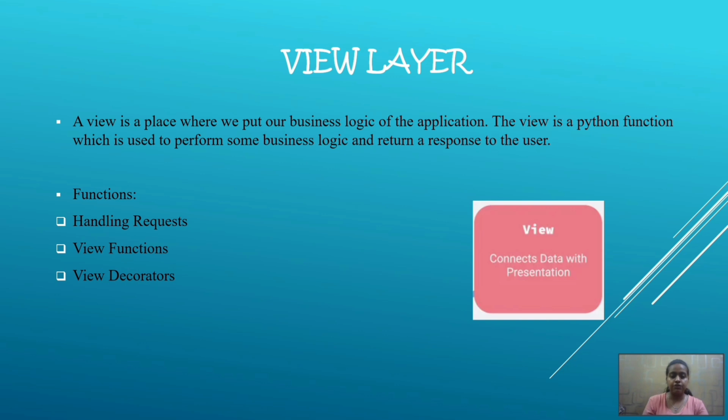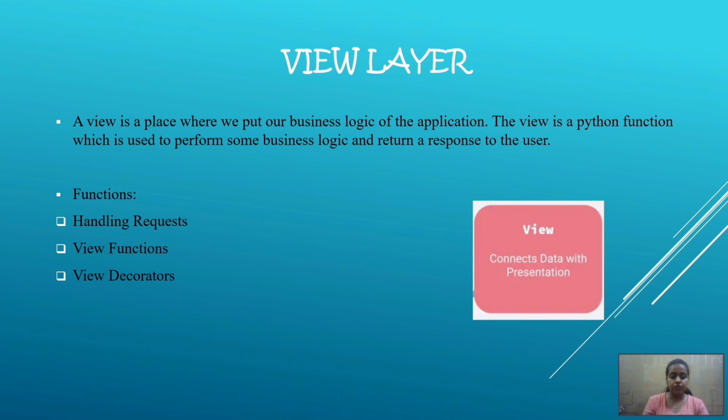View layer. A view is a place where we put our business logic of the application. The view is a Python function which is used to perform some business logic and return a response to the user. This response can be the HTML contents of a web page or a redirect or a 404 error. Its functions are handling requests. The view layer in Django's MVT architecture is responsible for handling incoming HTTP requests, processing the necessary logic, and returning responses to the client.